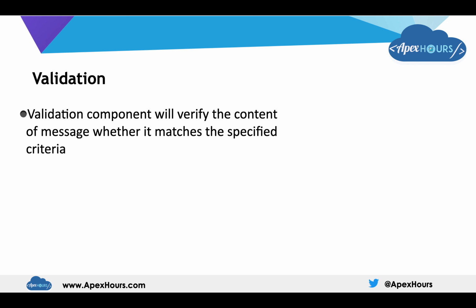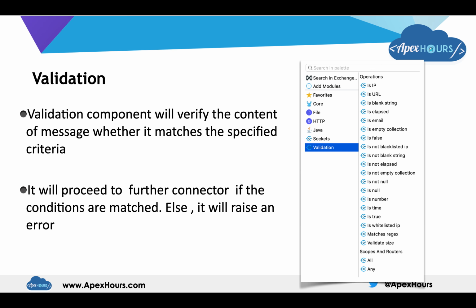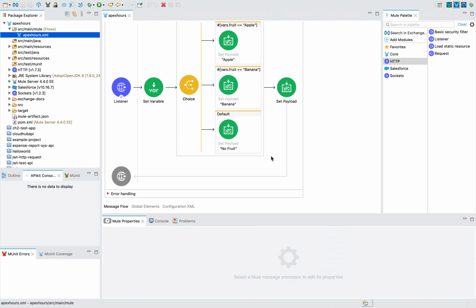The validation component will verify the content of the message, whether it matches the specified criteria or not. That is very simple. It will proceed to the next connector if the conditions are matched, else it will raise an error. This is how the validation connector looks. This is the component, and you can see multiple operations. For example, if you want to check whether it is a number or not, a string or not, those kinds of things you can use. Pretty simple things. Okay, let's do hands-on because I don't want to waste more time on the validation component, but when it comes to the certification exam, this is really important.